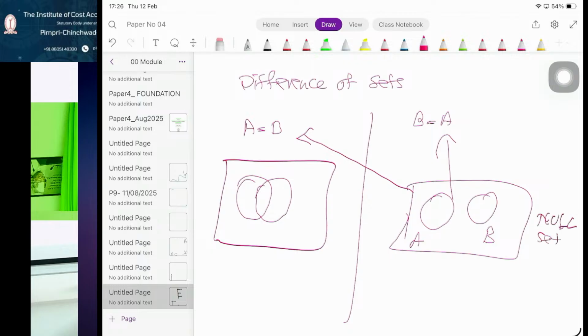So if you want to say A minus B or B minus A, what is A minus B? A minus B means those elements which are in A only, but not in B. That particular portion is called A minus B. This is my A set, this is my B set. How is my A set? This whole is my A set. In it, this B set has overlapped.